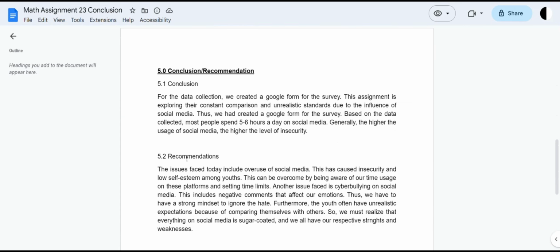So in short, we have to limit our time on social media because it can bring negative effects to ourselves. It can increase our insecurity levels and also create unrealistic expectations in ourselves. Therefore, we have to have a strong mindset and realize that a lot of things on social media are all sugar coated and we only see the good parts.